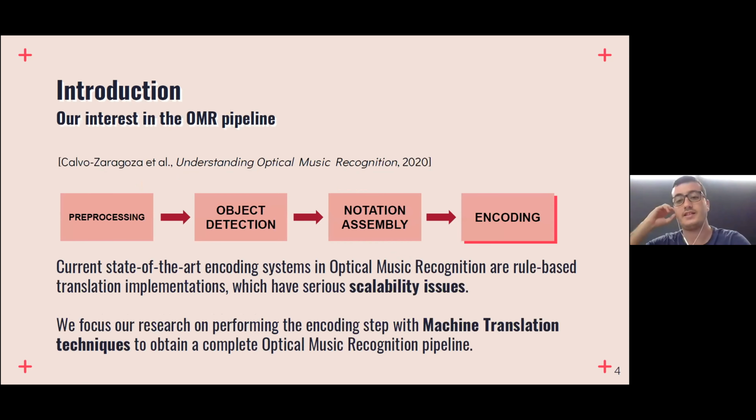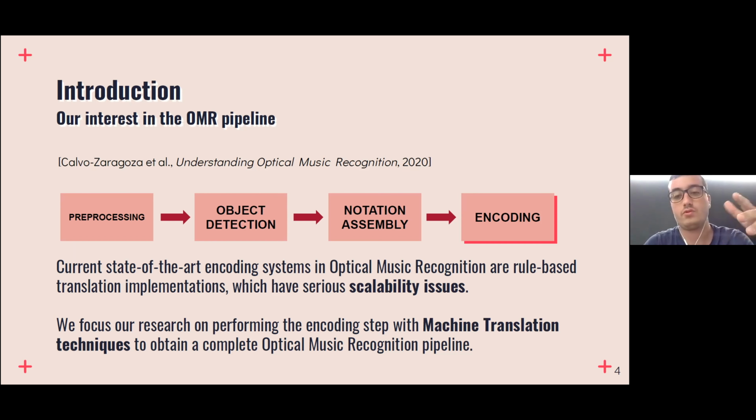So this work is focusing mainly on the encoding part of the optical music recognition pipeline that Understanding Optical Music Recognition defines, which is to encode that notation given in a graphics language into what is called a semantic language that retrieves all the semantic relationships between the elements of the staff.